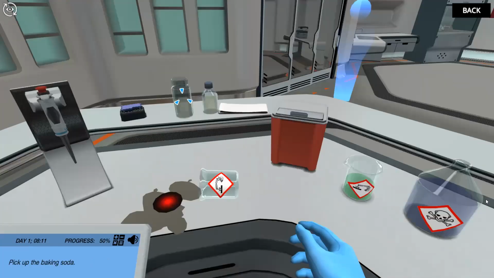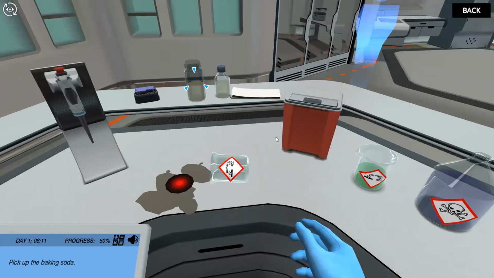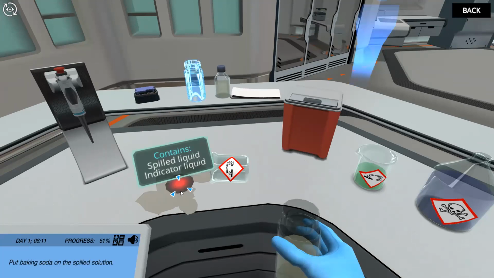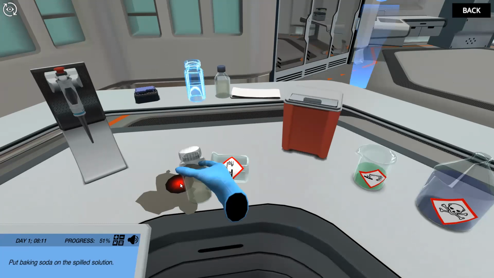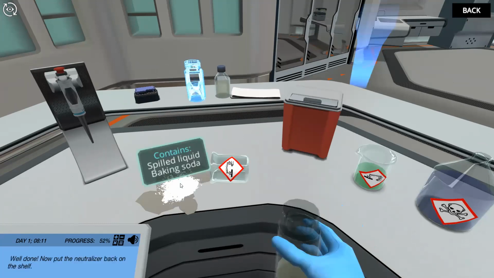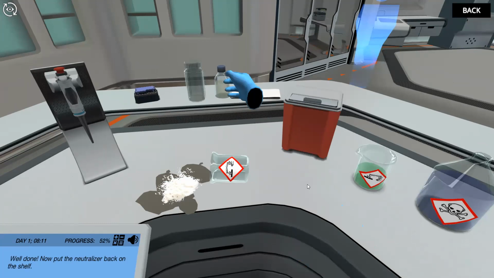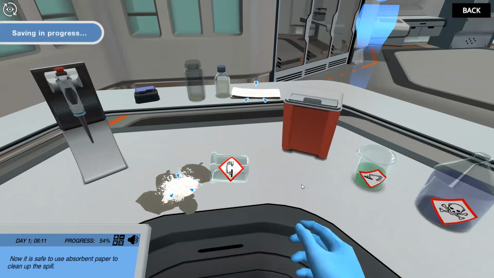Pick up the baking soda. I'm looking for it. Oh, I guess that's it. Doesn't have a name. Put baking soda on the spilled solution. Well done. Now put the neutralizer back on the shelf. Now it is safe to use absorbent paper to clean up the spill.